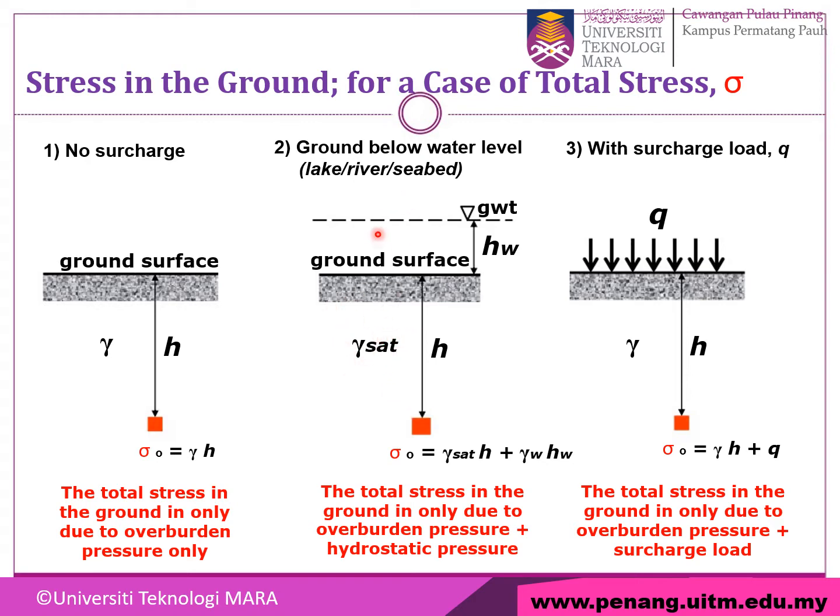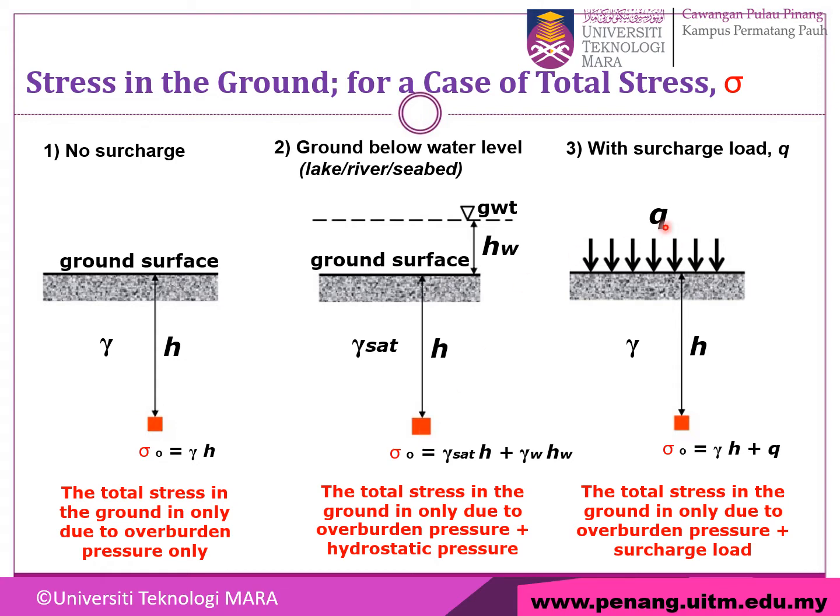Alright, so then you have the ground surface. Since this one has water at the top, this one is going to be unit weight saturated. Then you have the H water, height of water, and of course you have unit weight of water. So total stress in the ground is equal to unit weight saturated times H plus unit weight of water times H water. H water is the height of water. H is the height of soil from the ground surface to the total stress.